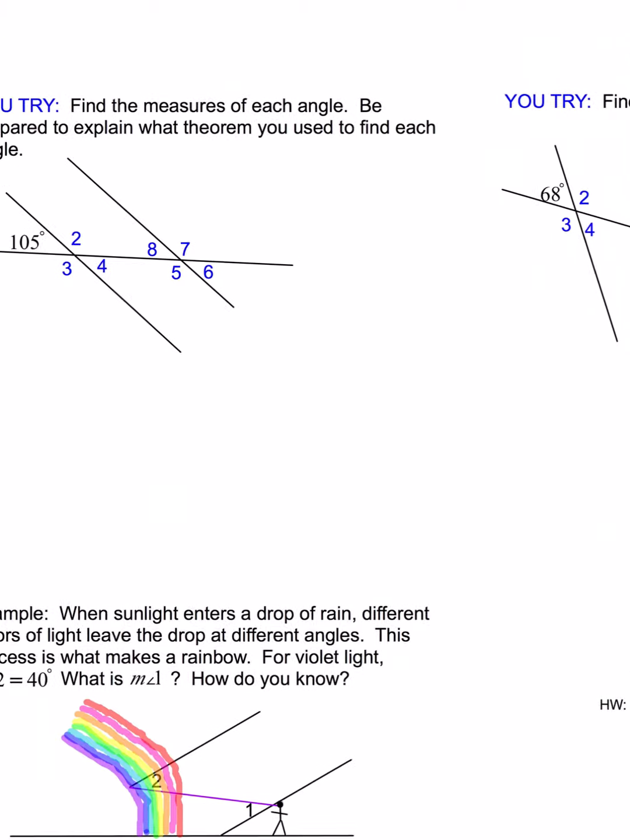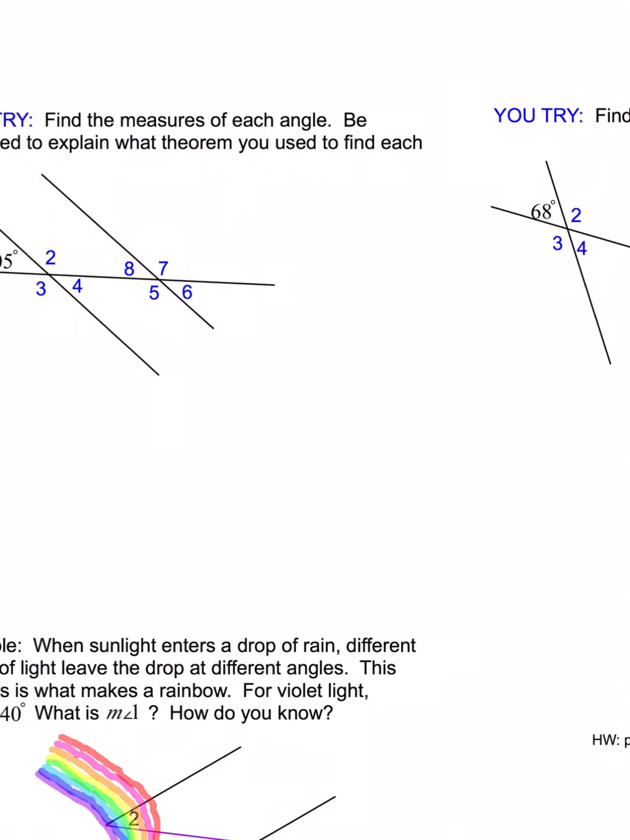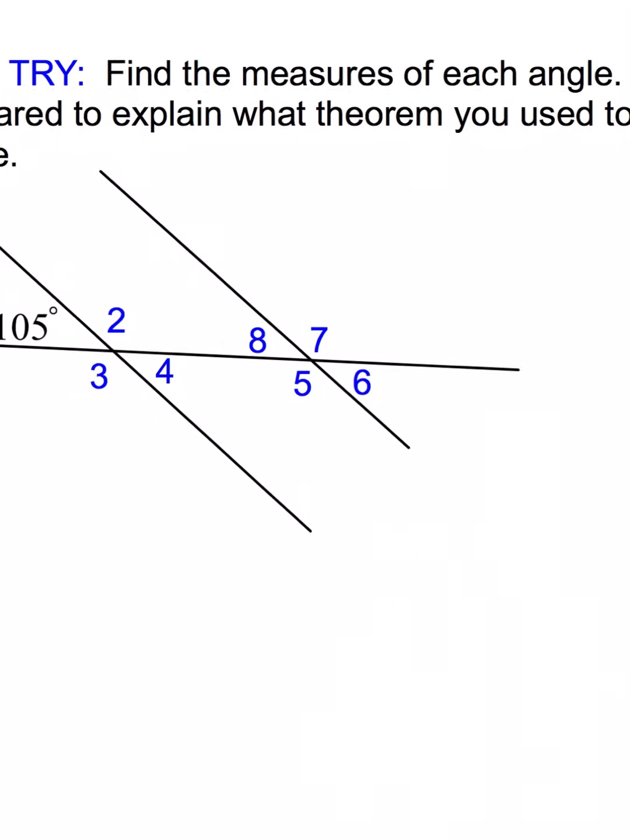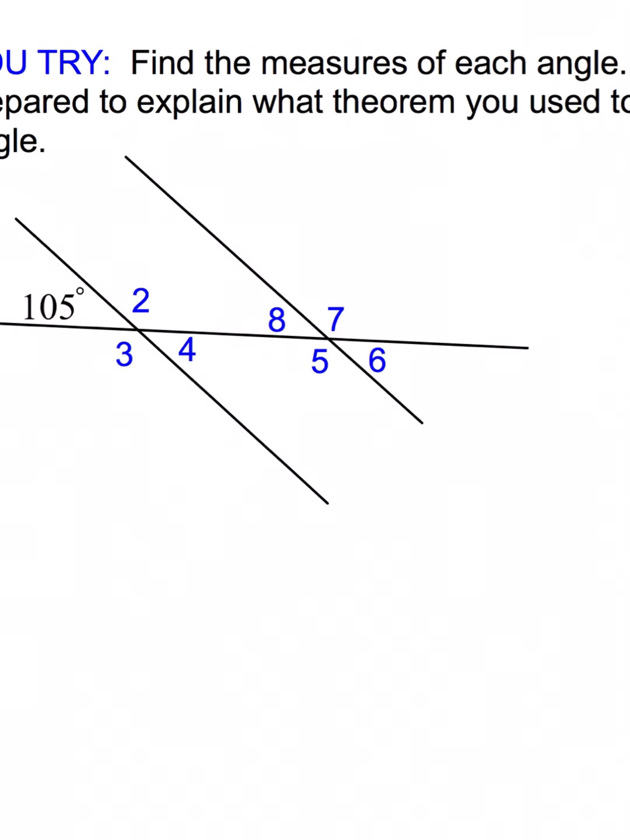All right, so go ahead and flip to the back side of our notes. I'm going to have you guys go ahead and do this you try here. I know I've already kind of had you guys try these on your own, but I think you can handle it. I believe in you. You know that. I always believe in you guys. Okay. So it says, find the measure of each angle. Be prepared to explain what theorem you use to find each angle. Okay, so go ahead and press pause, give it a try, and then we'll go from there.